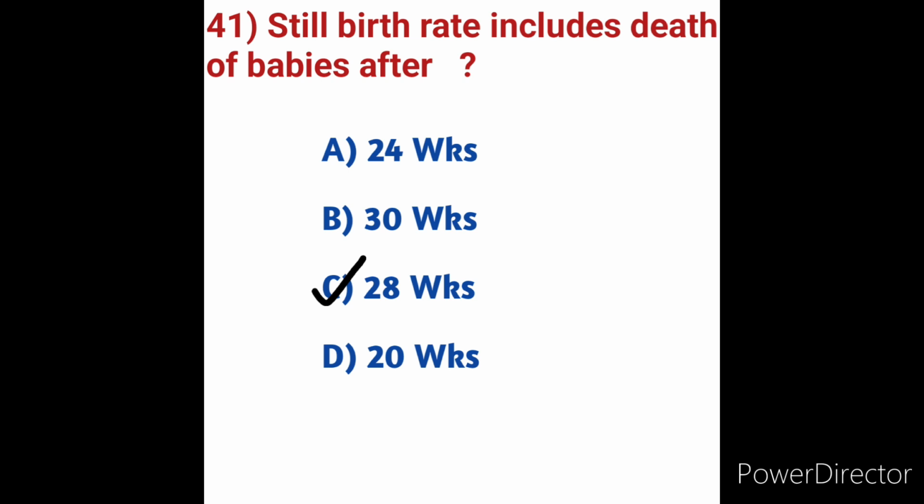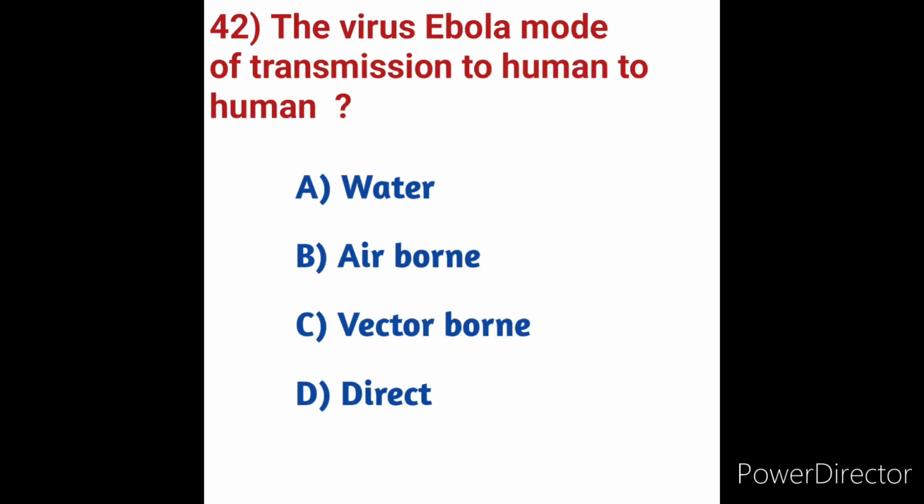Next we will move on to question number 42. The Ebola virus mode of transmission, human to human. We will see options. Option A waterborne, option B airborne, option C vector-borne, option D direct.